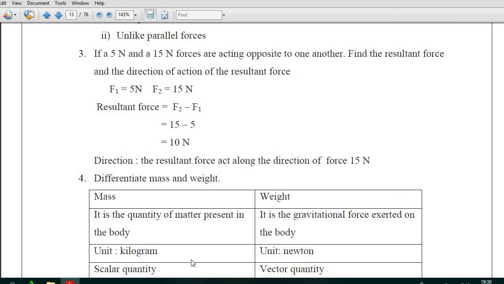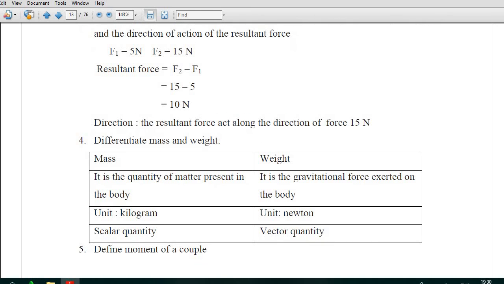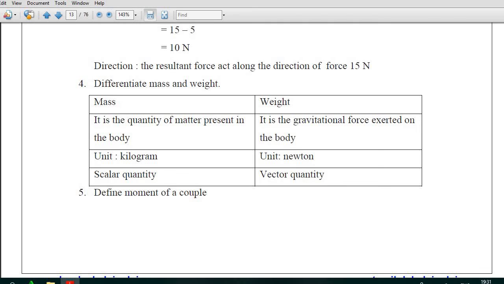I think all of you remember what scalars and vectors are. A scalar is a quantity which has only magnitude. A vector is a quantity which has both magnitude and direction. Fifth one, define moment of couple.